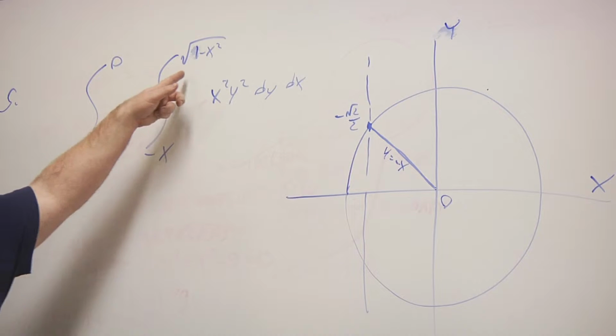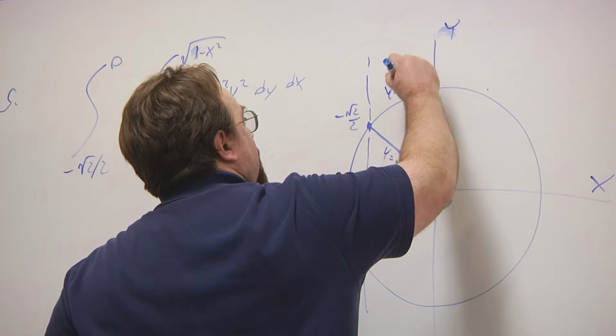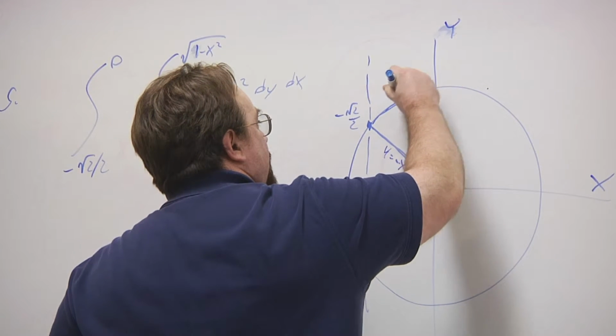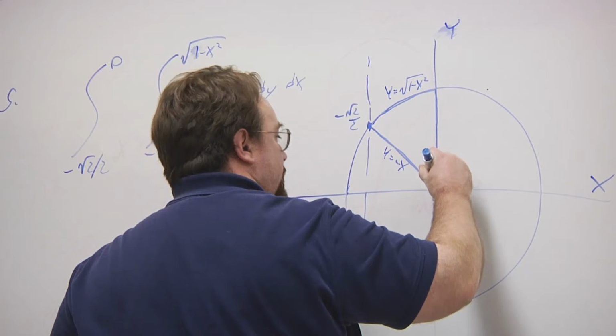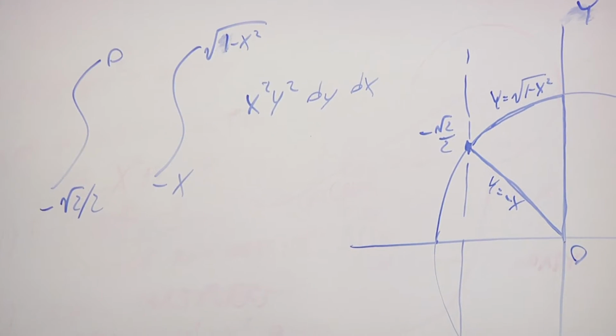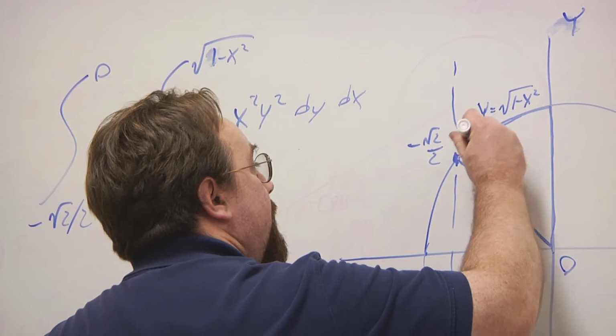And then the top boundary, well, this is a curve y equals square root of 1 minus x squared. So this is the top boundary. So it's this pie slice that is the region.